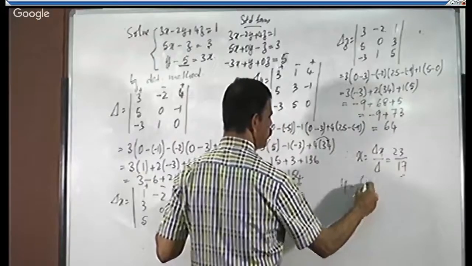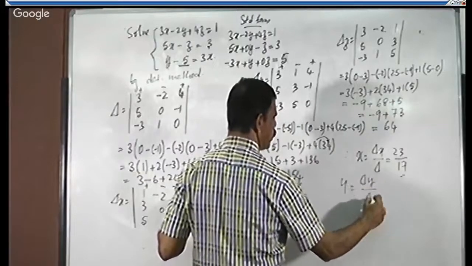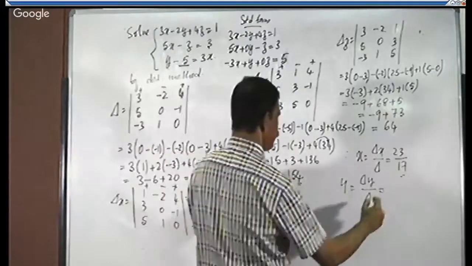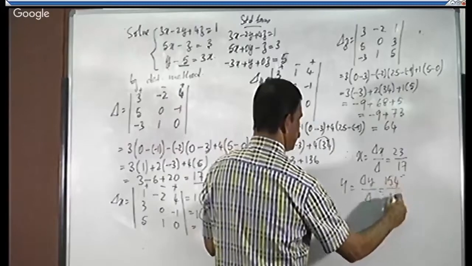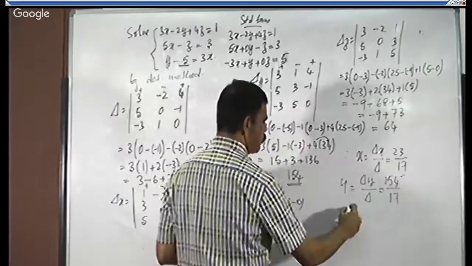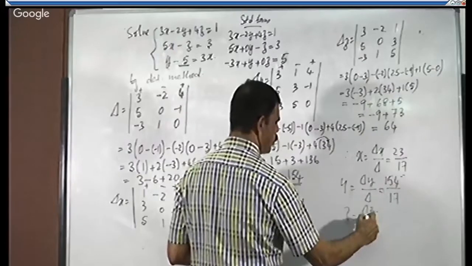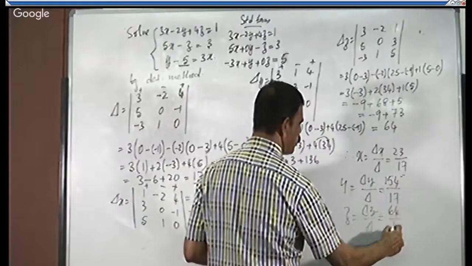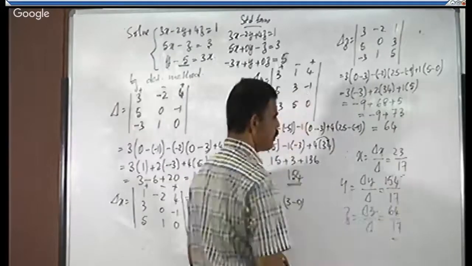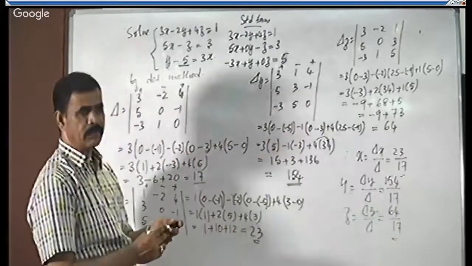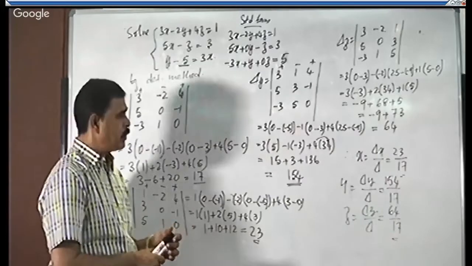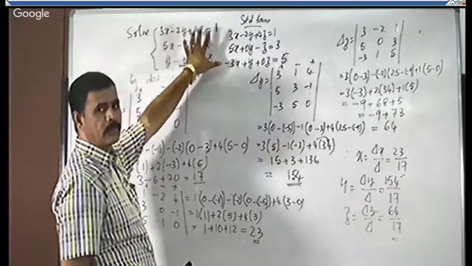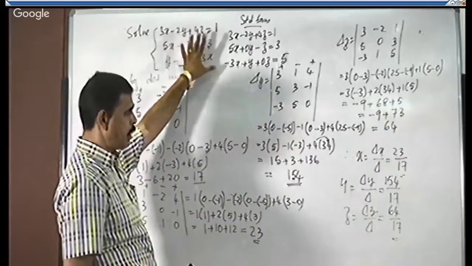Y is equal to delta y divided by delta. What is delta y? Delta y is equal to 154 divided by 17. Z is equal to delta z divided by delta. What is delta z? It is 64 divided by 17. So if they cancel, you can cancel it. Otherwise, keep it as it is. This is the procedure we need to follow to solve the simultaneous equations of 3 unknowns.